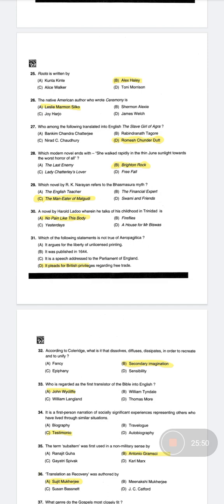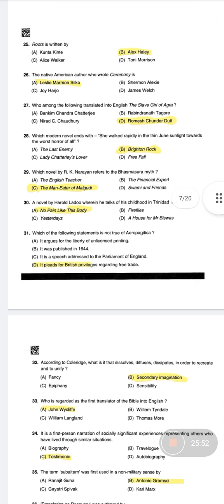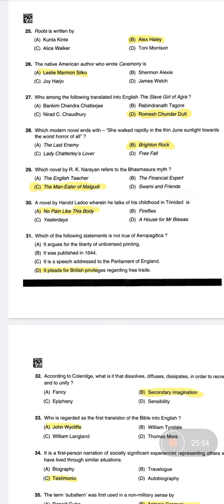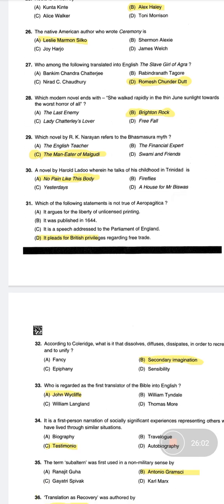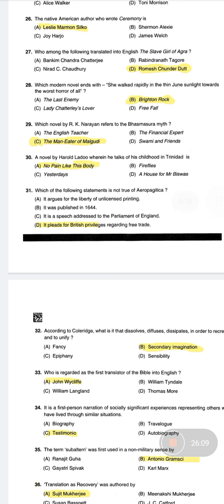Question number 29. Which novel by R.K. Narayan refers to the Bhasmasura myth? The Man-Eater of Malgudi is the right answer, and it is written by R.K. Narayan. This myth is shown by R.K. Narayan. The novel by Harold Ladoo, wherein he talks of his childhood in Trinidad, is No Pain Like This Body. The right answer is No Pain Like This Body.